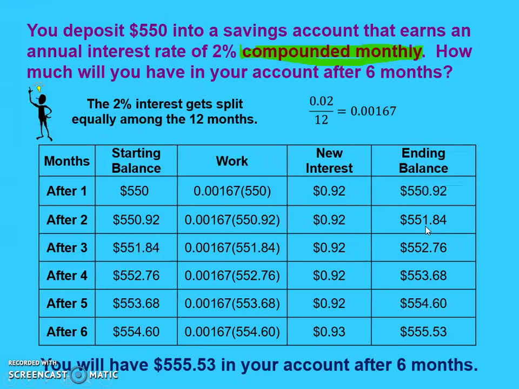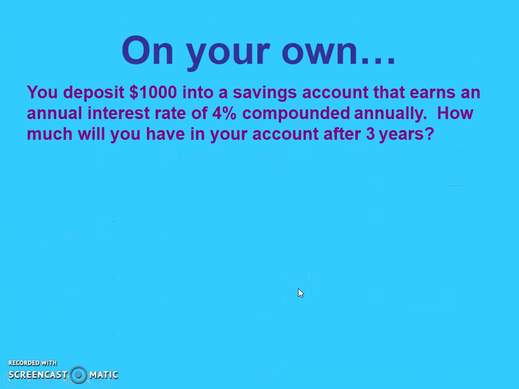Okay, so I'm hoping you see the pattern here, because now I'm going to ask you guys to try one on your own. So it says you deposit $1,000 into a savings account that earns an annual interest rate of 4% compounded annually. Okay, so the fact that this says that it's compounded annually, that means you get that 4% at the end of each year. Okay, so how much will you have in your account after 3 years?